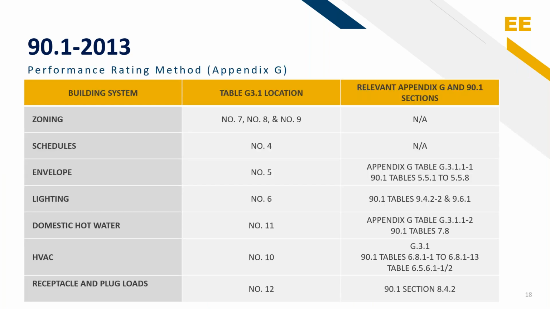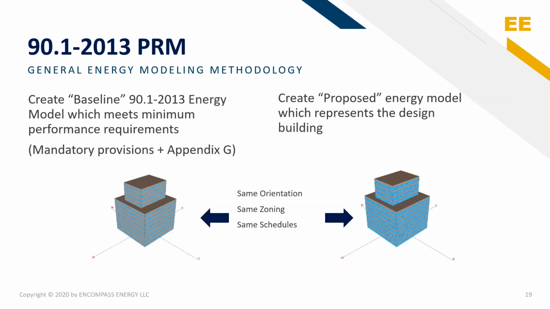So today we're going to talk about Appendix G. Run through it. This is just all of the tables that are in Appendix G, which reference back to specific sections within 90.1. So this is sort of just a reference. When you have a copy of this presentation, you'll know where to go look to find these pieces.